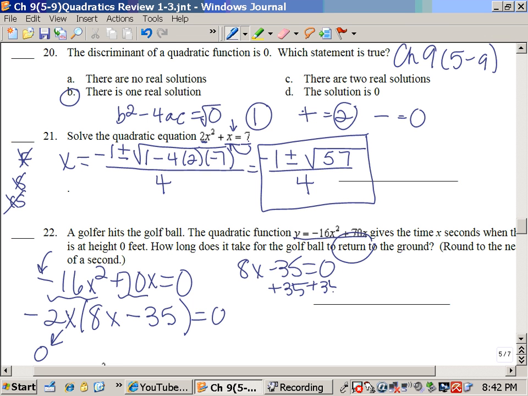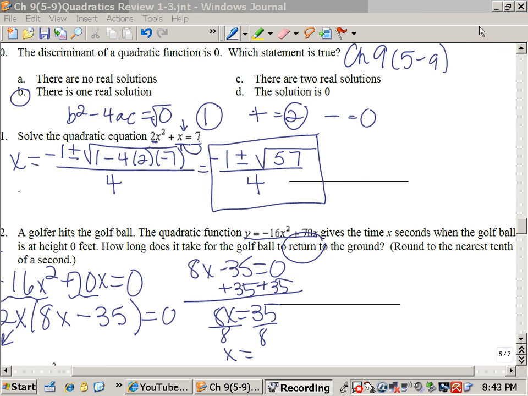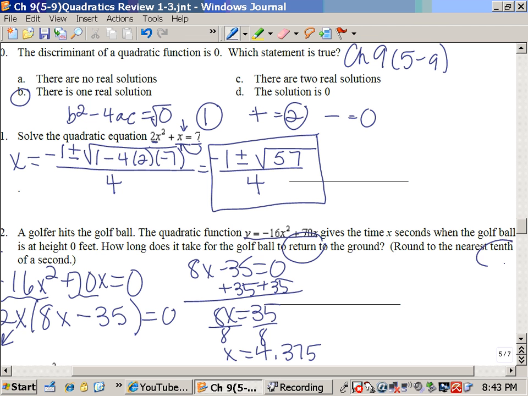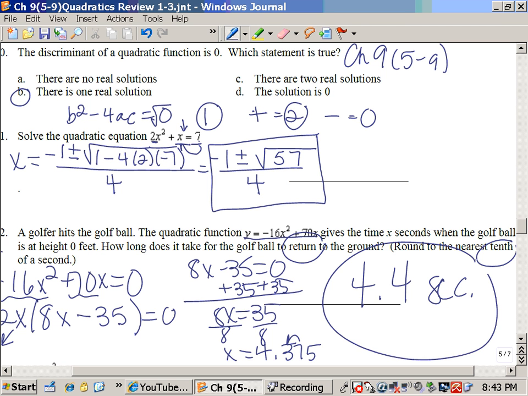So you add 35 to each side, and 8x equals 35, divide by 8. And we're going to get a decimal. When I divide, I get 4.375. Since it says round to the nearest tenth, I'm going to leave it 4.4 seconds. And that's because the 7 makes the 3 go to a 4. All right, that's our final answer there.